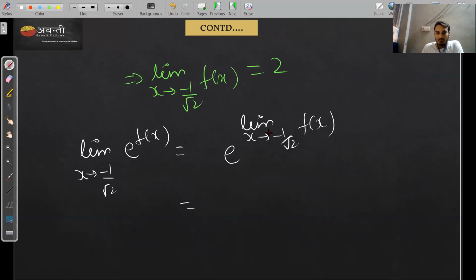So what is my limit of this? What is this value? We just found it out. It is nothing but e raised to the power 2, right? So this is the answer, right? So the answer is e square.